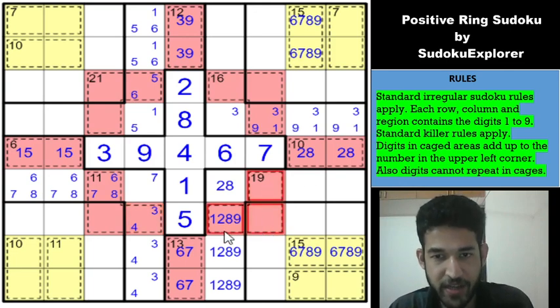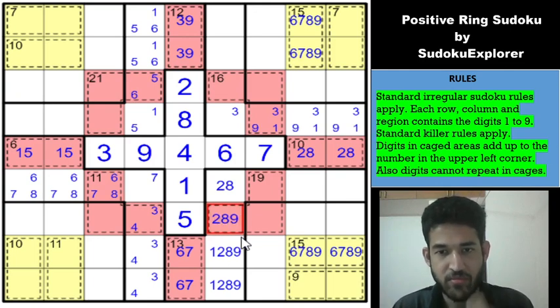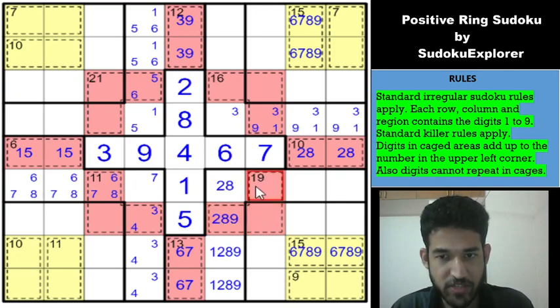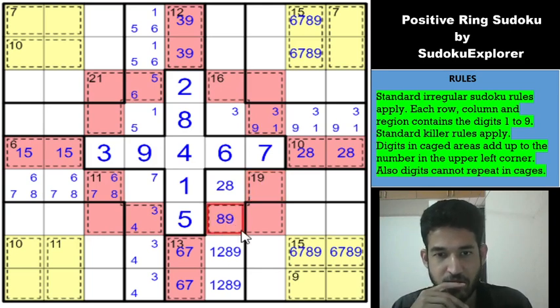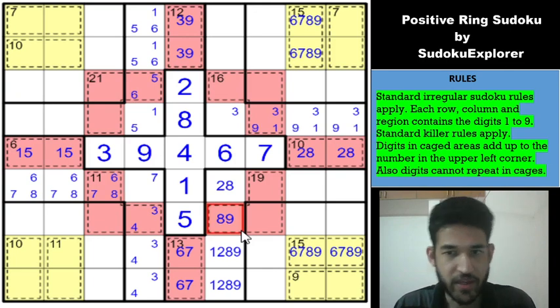Okay, for the 19 cage, I cannot have 1 inside the cage. So this will be 2, 8 and 9, right? And if I have a 2 here, then these 2 cells must be 8 and 9 to satisfy the 19 value, but this cell, row 6 column 7, cannot take 8 or 9 because we already have 8 and 9 inside here, right? So this is not a 2, so this is 8 and 9. Okay.